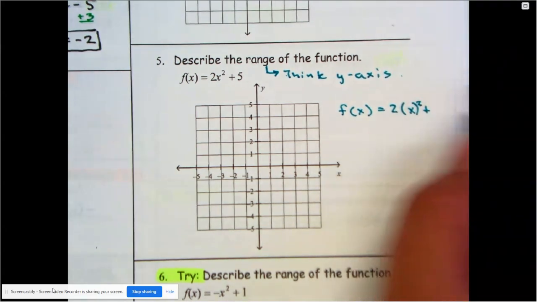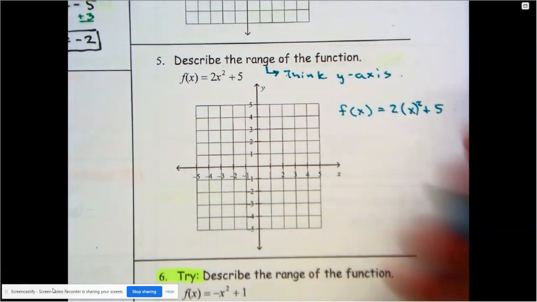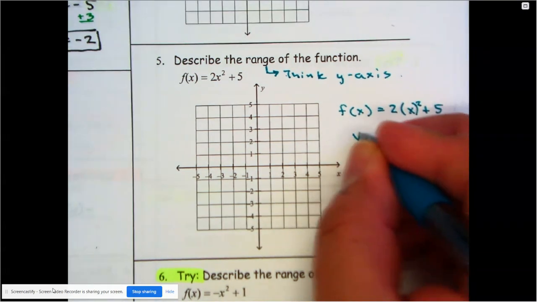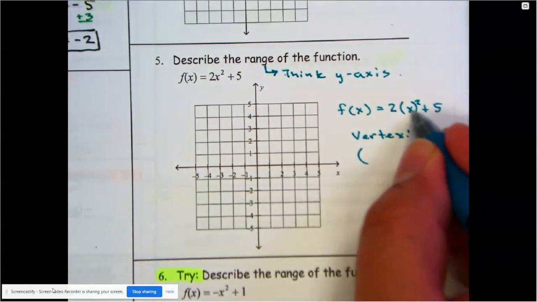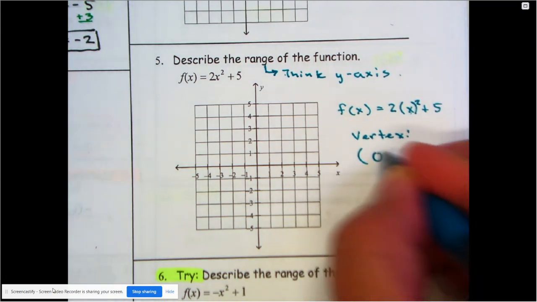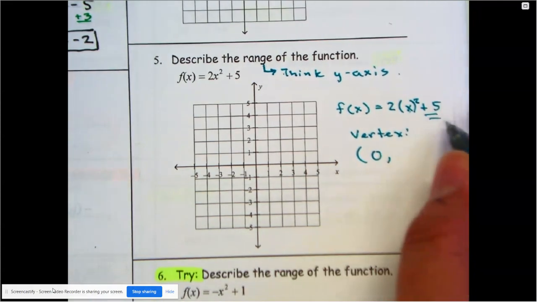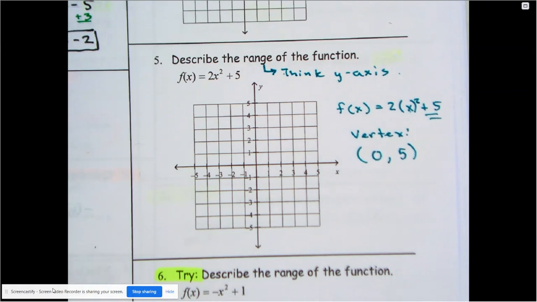Notice how I put the x, because that's the only thing that has a power of 2 in there. The reason I did that is I'm going to look at my vertex. See, my vertex for this problem, look at the x value. There's nothing adding or subtracting on the inside. And if there's nothing adding or subtracting on the inside, then we start off with a 0. And then when it says plus 5, we know our y value should be a 5 out here. So just like that, we have a vertex.